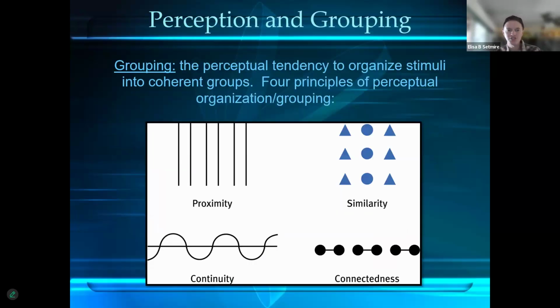Another interesting thing about perception is we tend to group or organize stimuli into coherent groups. We have four main principles of perceptual organization or grouping. Rather than seeing a bunch of separate lines, we tend to group them together because they're closer, or more proximal, to each other. We tend to group things that are similar, like a group of triangles or circles, right? And we also tend to look at things as one continuous line or two continuous lines, and as connectedness rather than separate entities.